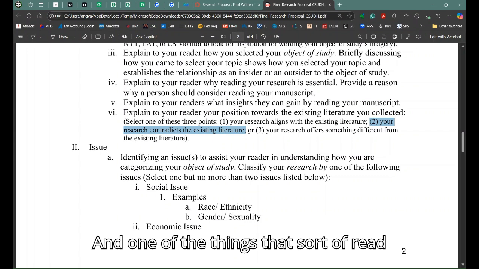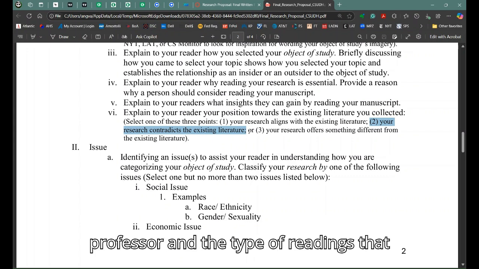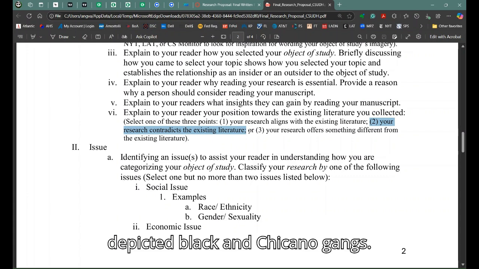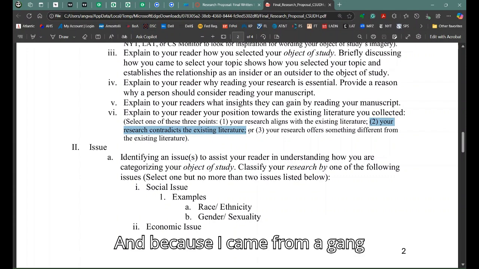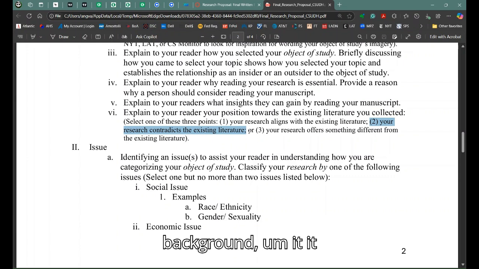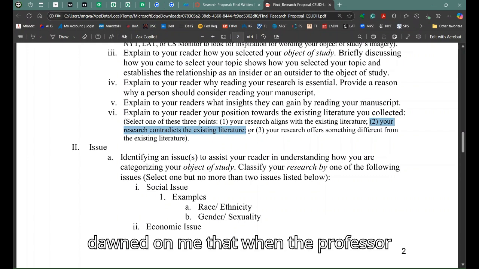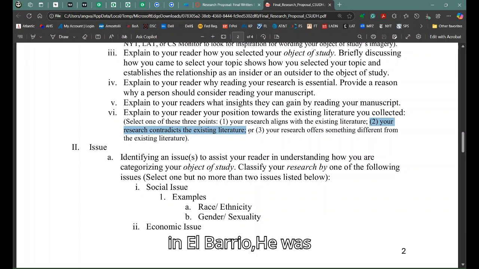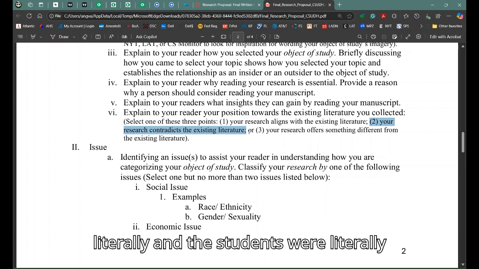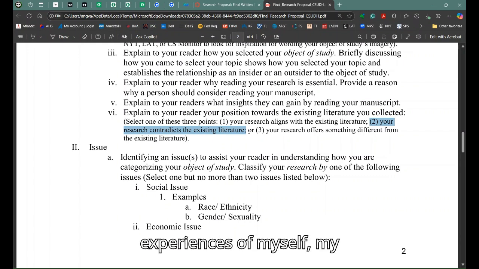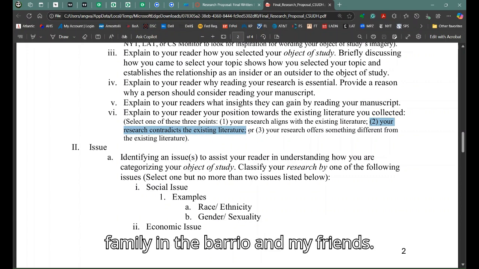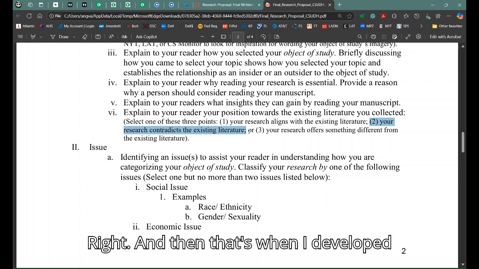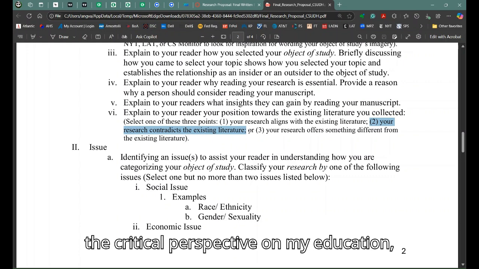And one of the things that rubbed me the wrong way was how the professor, and the type of readings he used in that course, depicted Black and Chicano gangs. Because I came from a gang background, it dawned on me that when the professor spoke about gangs in the hood or in el barrio, he was literally, and the students were literally, understanding the existence and experiences of myself, my family in the barrio, and my friends.